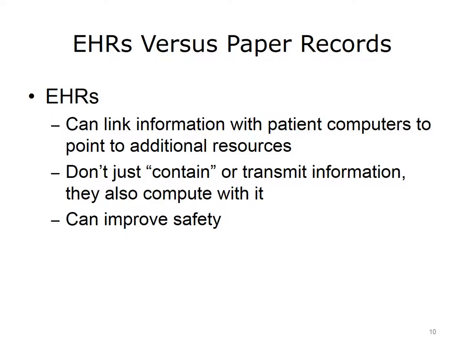Additionally, EHRs can link information with patient computers to point to additional resources. Patients can be more informed and involved, as EHRs are used to help identify additional web resources. EHRs don't just contain or transmit information, they also compute with it. For example, a qualified EHR will not merely contain a record of a patient's medications or allergies, it will also automatically check for problems whenever a new medication is prescribed and alert the clinician to potential conflicts. EHRs can improve safety through their capacity to bring all of a patient's information together and automatically identify potential safety issues, providing decision support capability to assist clinicians.